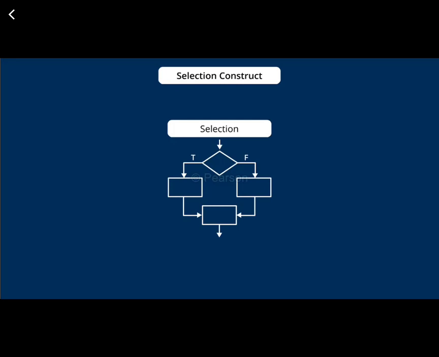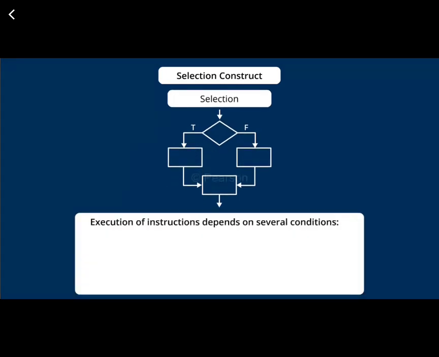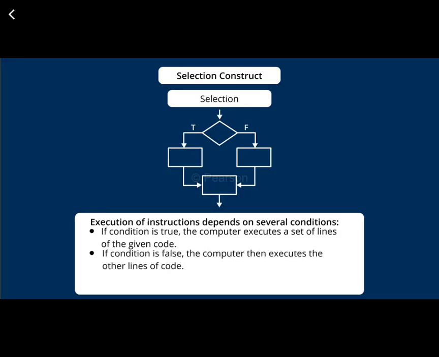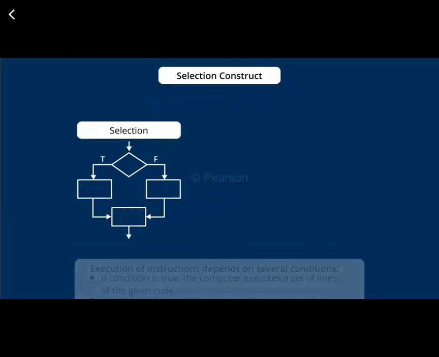In selection construct, the execution of instructions depends on several conditions. If a condition is true, the computer executes a set of lines of the given code. In case the condition is false, the computer then executes the other lines of code. Since the selection construct helps in decision-making, it is also called decision-making construct.